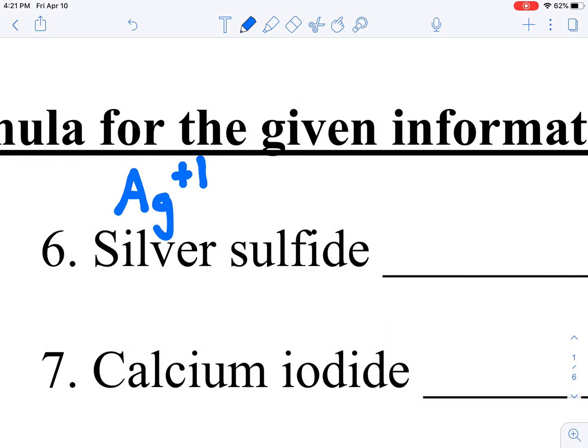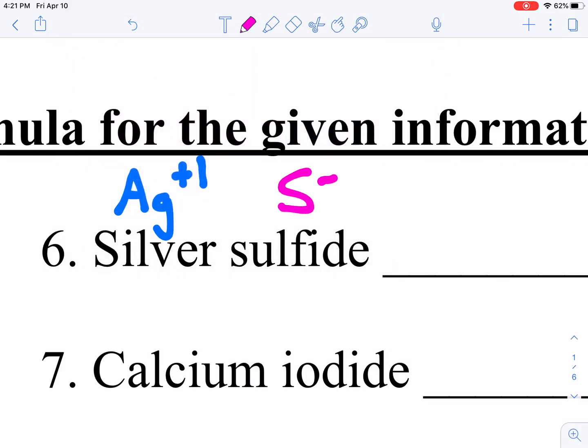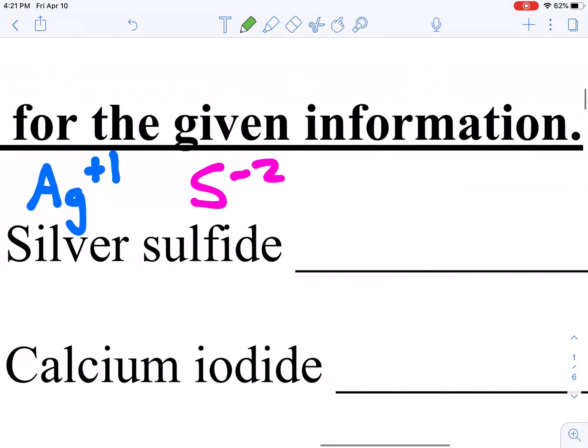Sulfide, if you find sulfur on your periodic table, sulfide is S with a -2 charge. So if you think about how many of each one of those you need, you require 2 silvers to go along with every 1 sulfide. So you're going to have Ag2S.